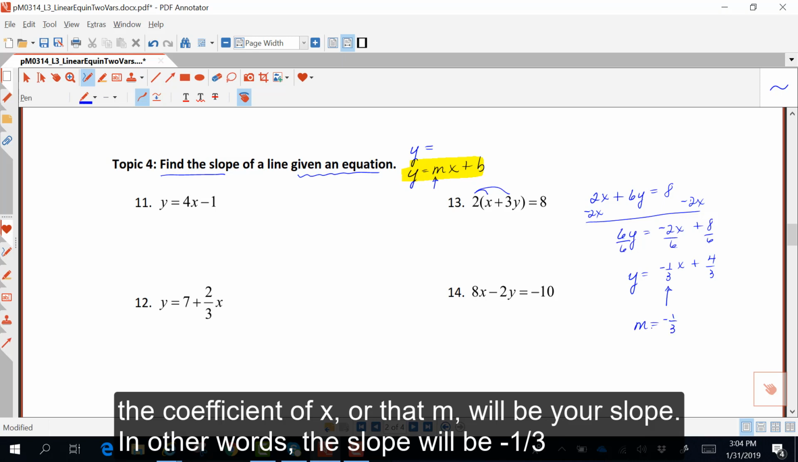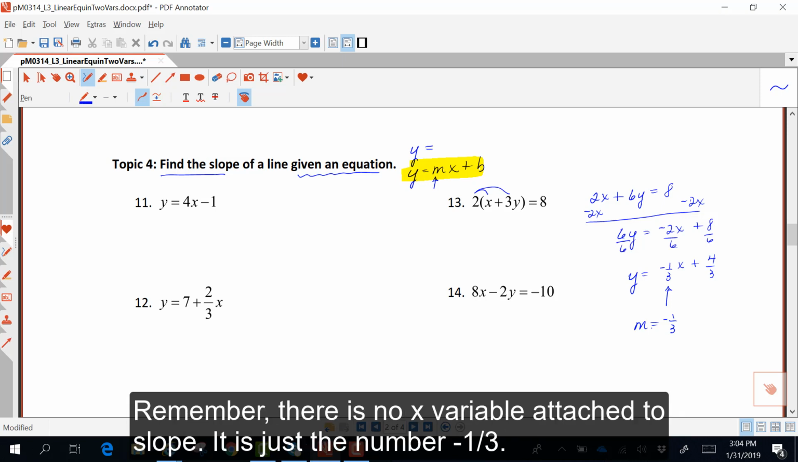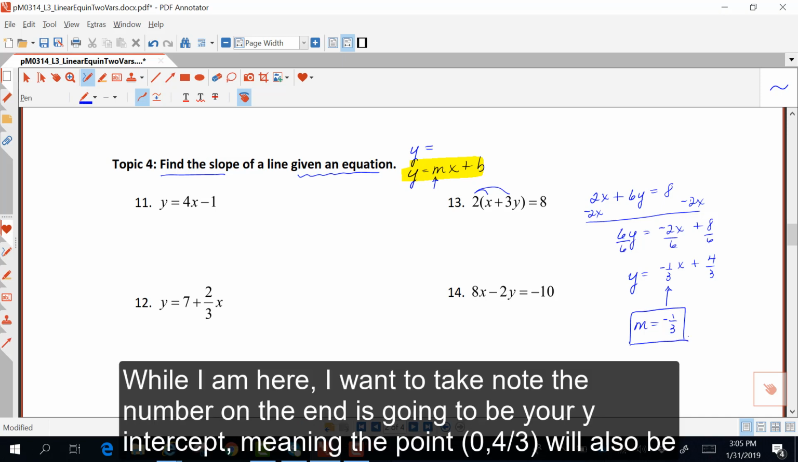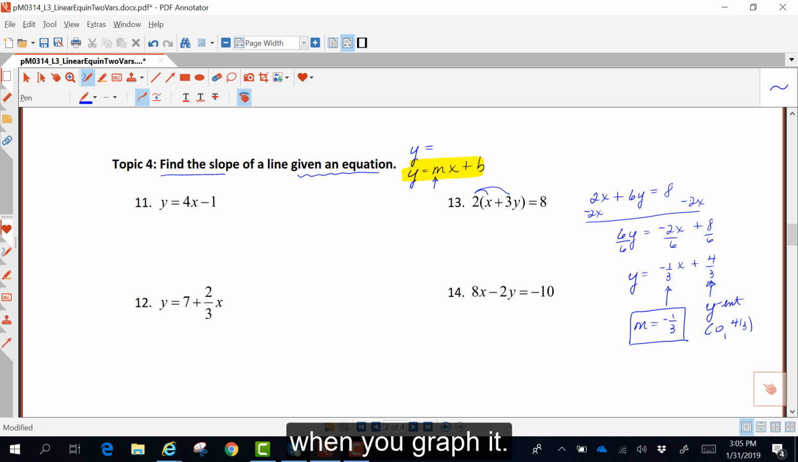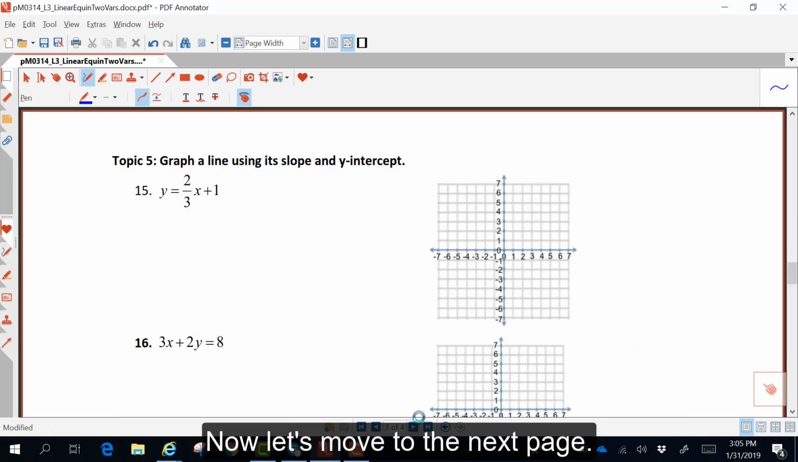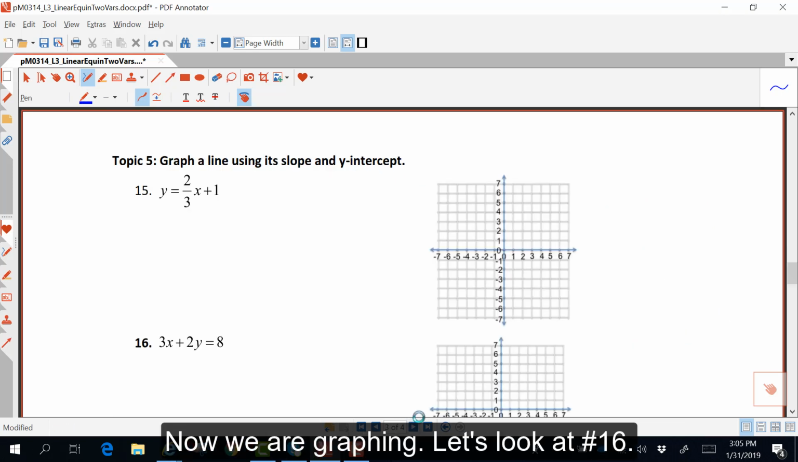Now remember, slope is a number. There is no x variable attached to slope. It is just the number negative 1/3. While I'm here, I also want to take note that this number on the end was going to be your y-intercept, meaning the point 0, 4/3 will also be a point on that line when you graph it. Now let's move to the next page. Now we are graphing. Let's look at number 16.